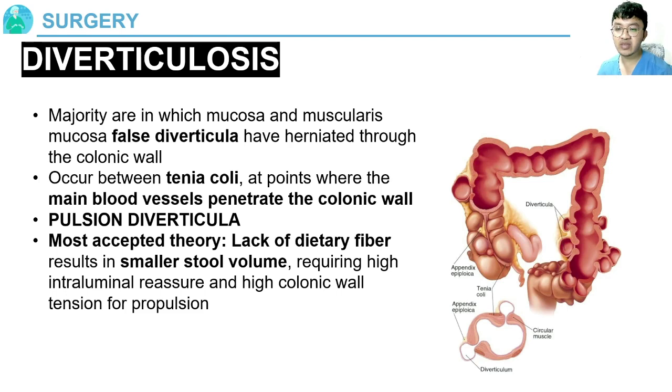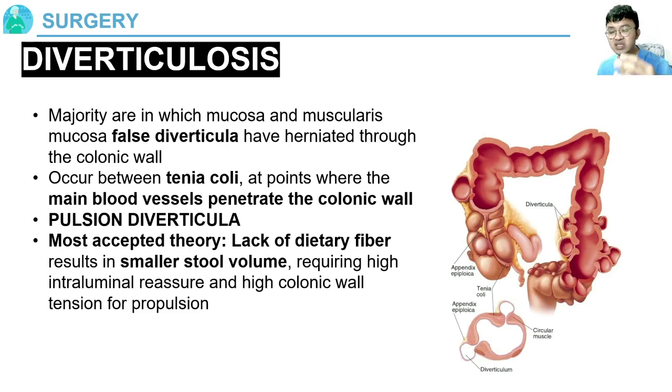The most accepted theory for diverticulosis is a lack of dietary fiber. So if you don't have dietary fiber, the stool volume is smaller. If it's smaller, it's not going to get pushed back efficiently to your anus. So what the colon does is it tries to form better stools or bigger stools, so it increases the pressure of the intestines, allowing it to form larger stools, and these larger stools are now able to be pushed outside.